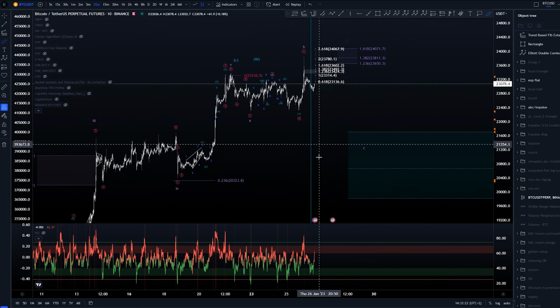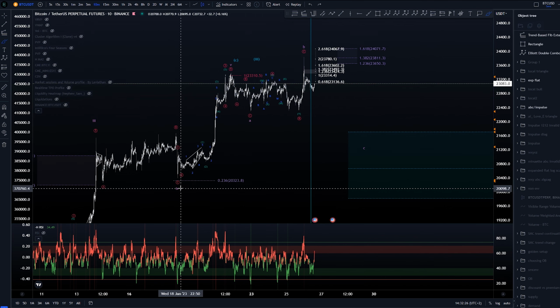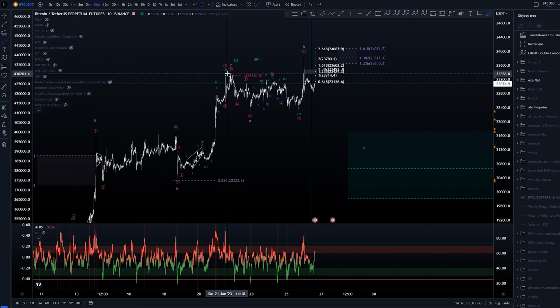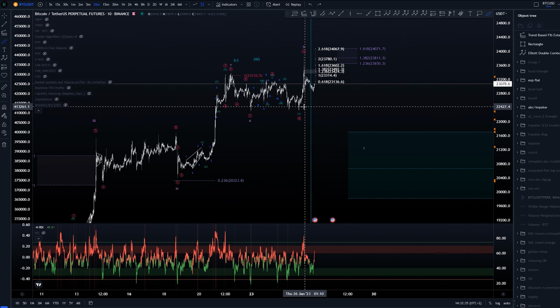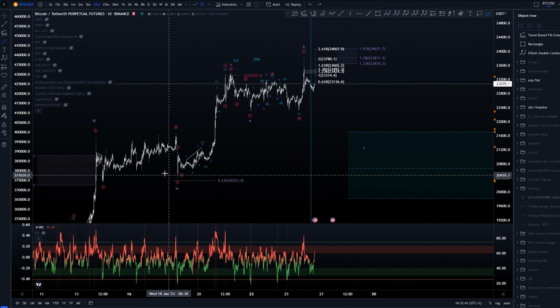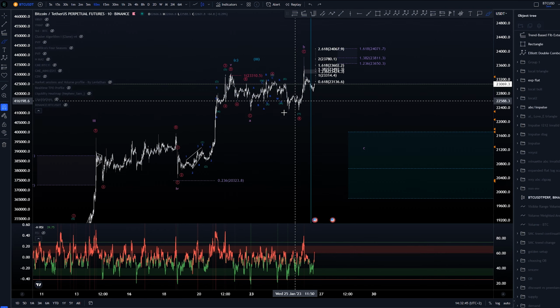Actually, one more thing. This line over here is again the 1-to-1 extension of this wave 4 of subminute, which is again something that we want to be seeing cleared before saying that okay, this whole structure is over. That's why I did not think that this was a bottom of any sort. Again, generally the wave 4 of higher degree should be larger than smaller degrees. But yeah, that's simple.